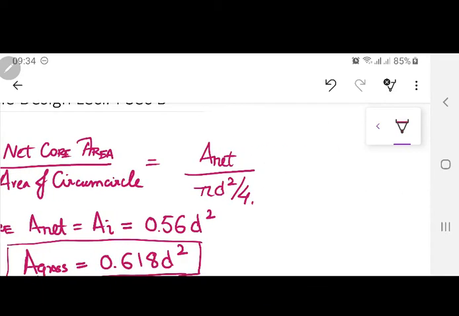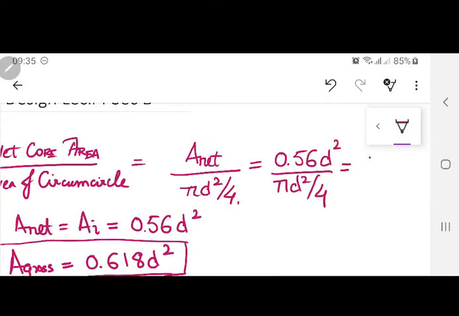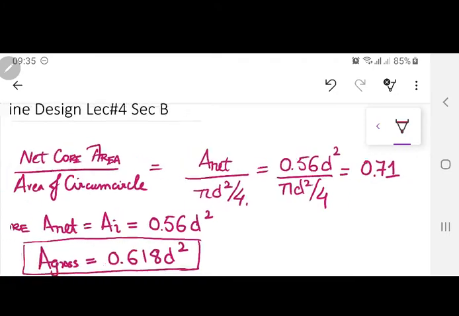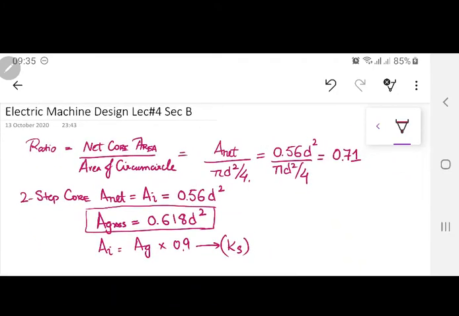Coming back to this ratio, A net equals 0.56 d square divided by pi d square by 4, and if we work this out, this is equal to 0.71. Now this is a generic ratio, and it is telling me that 71% of the area inside the circumscribed circle is iron. In the numerator you have A net, that is the total net iron, so 71% of the area of the circle is actually iron.